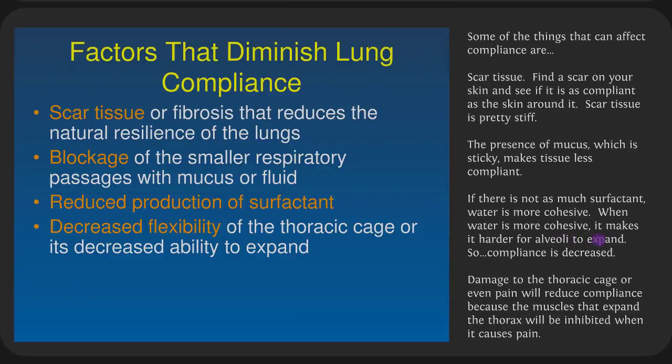Some of the things that can affect compliance are scar tissue. Find a scar on your skin and see if it's as compliant as the skin around it. Scar tissue is usually pretty stiff. The presence of mucus, which is sticky, makes tissue less compliant. If there's not as much surfactant, water's more cohesive. When water's more cohesive, it makes it harder for alveoli to expand, so compliance is decreased. Damage to the thoracic cage or even pain will reduce compliance because the muscles that expand the thorax will be inhibited when it's causing pain.